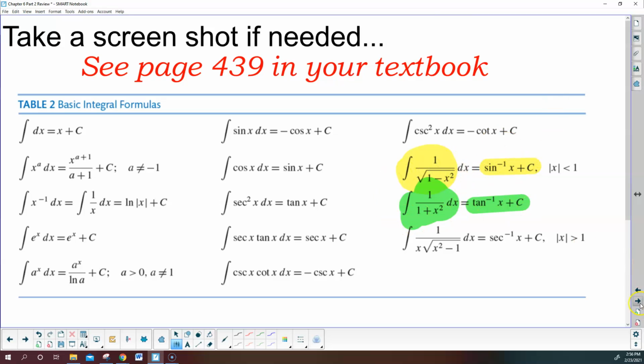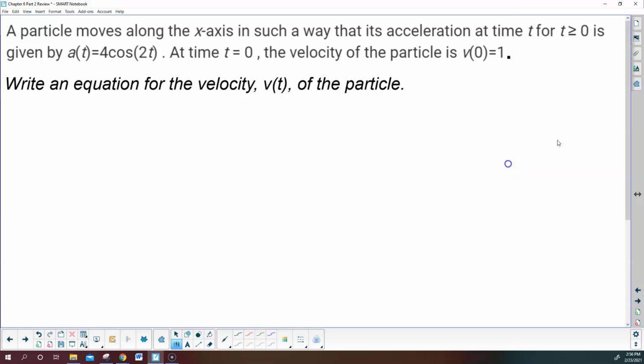And we did a couple of these problems in later examples. What I wanted to do is show you an AP style question. This is kind of like a portion of a free response question that has us go through and use our knowledge, but along with some context. A particle moves along the x-axis in such a way that its acceleration at time t, when t is greater than or equal to 0, is given by a of t equals 4 cosine 2t. And then they tell us, at time 0, the particle has a velocity of 1.